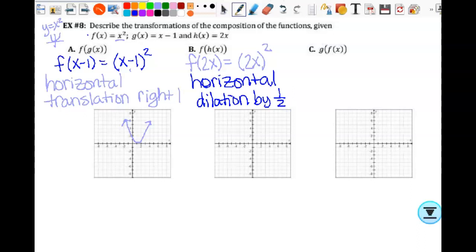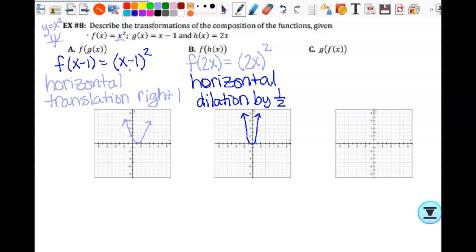Okay. Which means we take our parent function, but we squish it in, which makes it look skinnier, right? So it looks something like that, a little bit skinnier. Now, after I substituted in, I could have simplified it, right? I could have squared this out, which is not x squared plus 1, by the way, or x squared minus 1. But that wouldn't have helped me with transformations here.